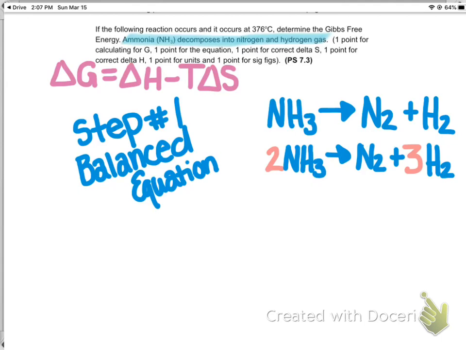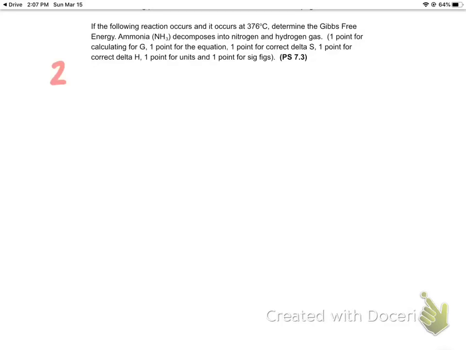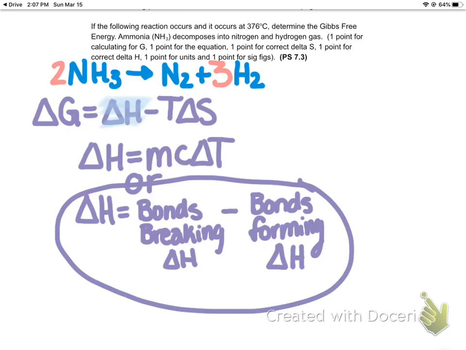Next, I have my balanced equation, and the first thing I'm going to solve for in my Gibbs free energy equation is my delta H. For enthalpy, we can either use MCAT or bonds breaking minus bonds forming. I gave you enthalpy values for bonds, which means I have to use this one because that's what's given. I do not have a specific heat, a mass, or a change in temperature, so there is no way you're going to be able to use MCAT.